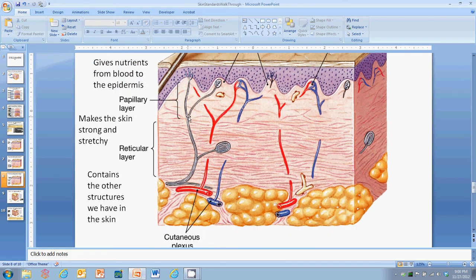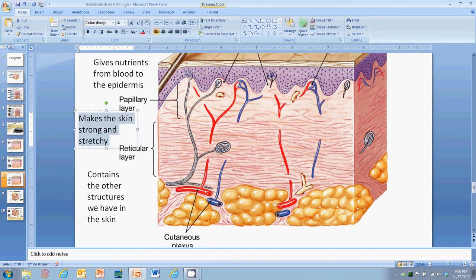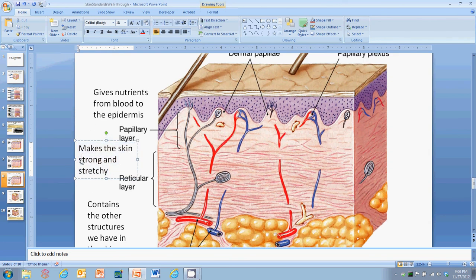And also, the dermis, the reticular layer specifically, is going to make the skin strong and stretchy. I want my skin to be strong because I want to be able to grab it and pull and not have it rip. I need my skin to be a good protection, so I need to be able to grab it and pull it in every which way and not have it rip on me. So we need our skin to be strong, and it does that because of the collagen in here.